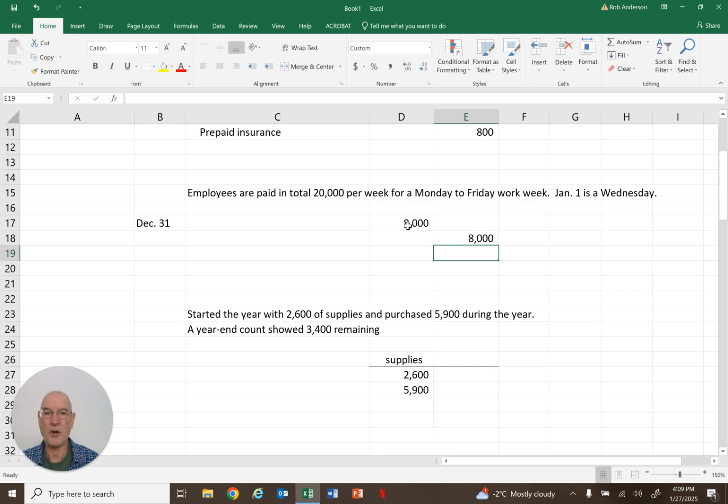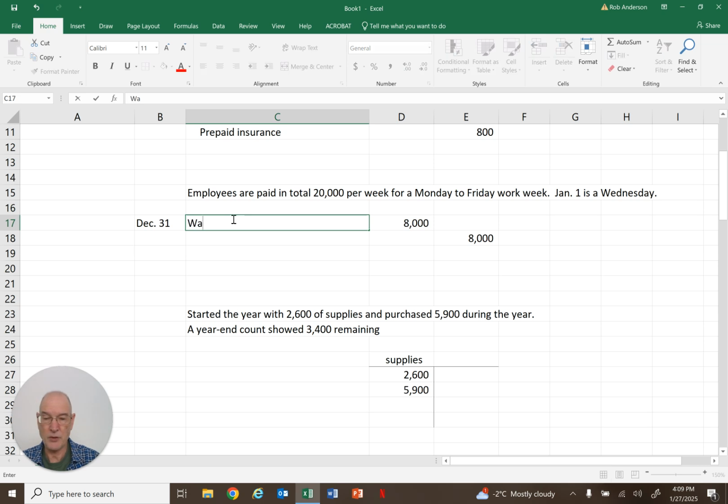And just like before, we have to say, what accounts are involved? And you've had journal entries similar to this before. So I'm just going to call this wages. We could have called it salaries. It's definitely an expense. Wages expense.